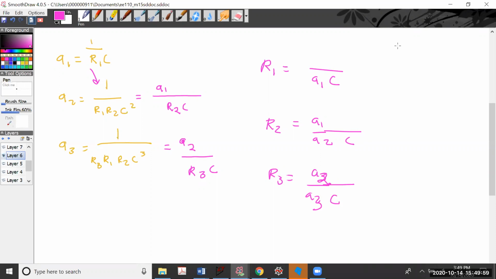Right. And so if C equals 1 nanofarad, R1 is 16K, you know, roughly 32K, and 64 kiloohms. Okay.